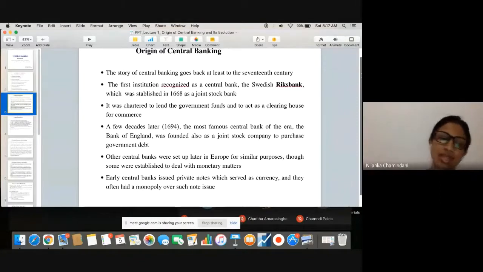What is a budget deficit? That the government's income is lower than the expenditure. So how are they going to bridge this gap? In that case, the central bank functions as the agent to the government, helping to fill this gap, right? Even in the early stage of the central bank, we can see that function was there: to lend the government funds and to act as a clearing house for commerce.